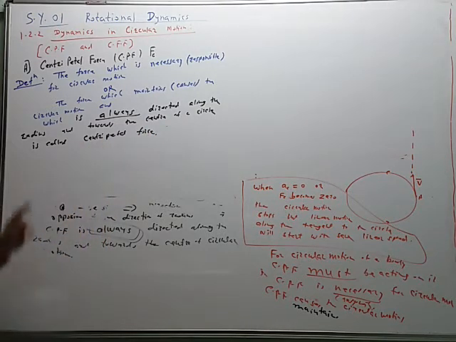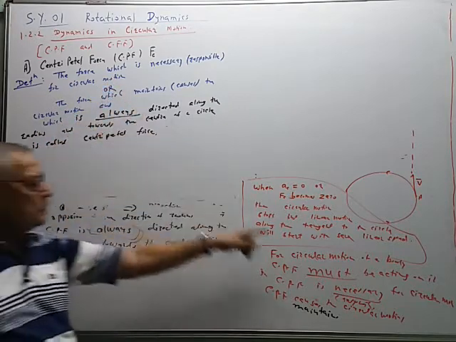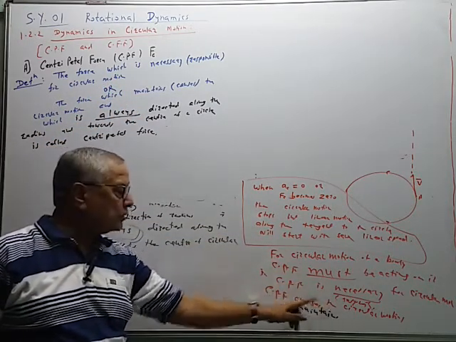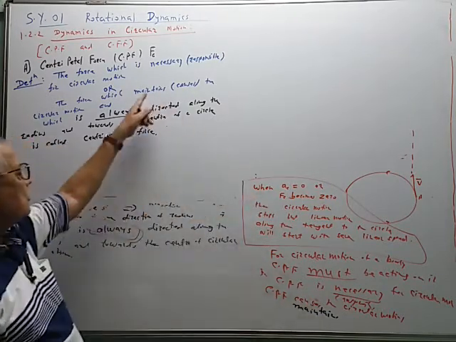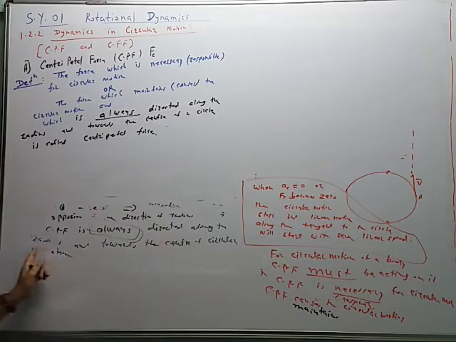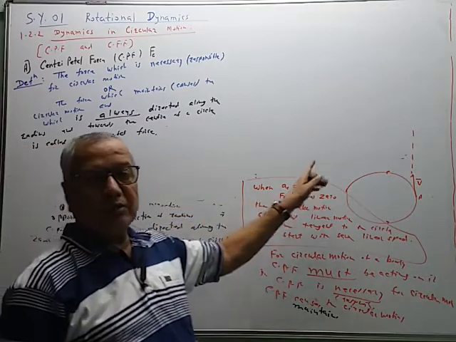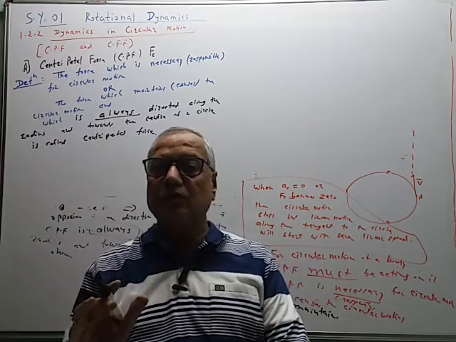Centripetal force. The definition is given like this: the force which is necessary, which is responsible for circular motion, which causes the circular motion, which maintains the circular motion, and which is always directed along the radius and towards the center of the circle is called centripetal force. If centripetal force becomes 0, what will happen? That we know. Centripetal force becomes 0, centripetal acceleration becomes 0, no UCM.